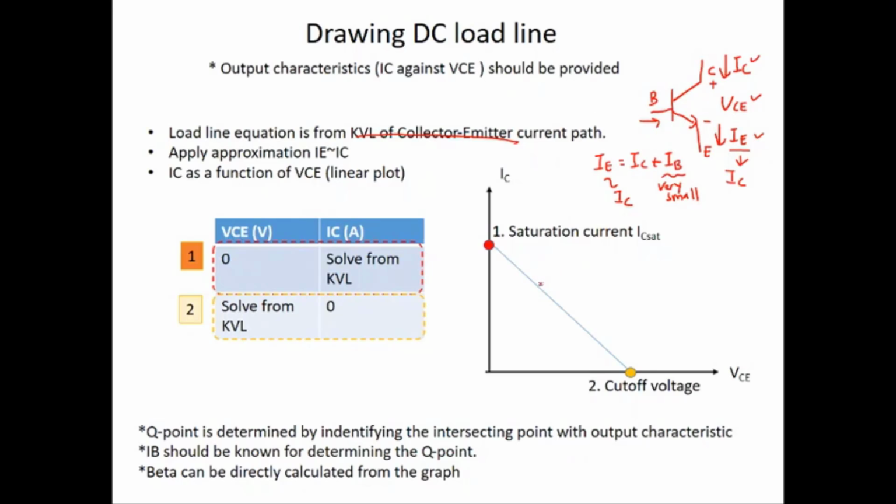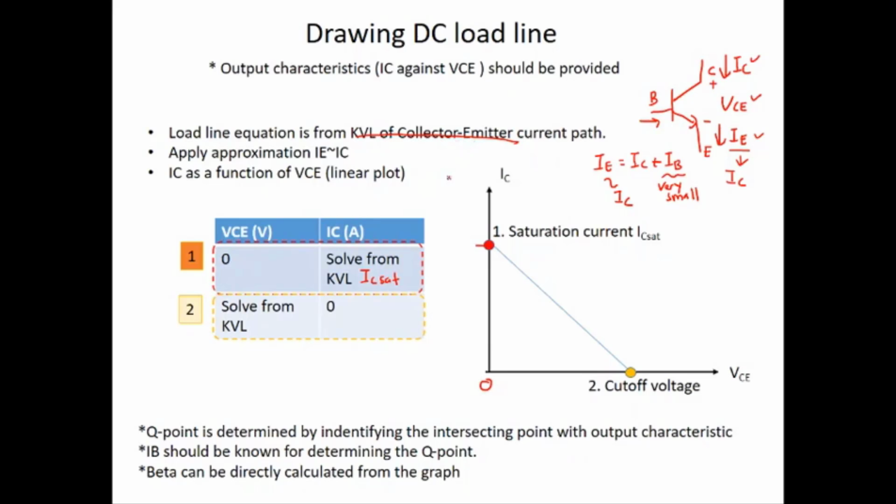Once you have this KVL, you can plot the load line. The load line is a linear equation, so to draw it, only 2 points are needed. We have two conditions. The first condition is the point where VCE is 0. When VCE is 0, we have the maximum collector current, which we call the saturation current, IC sat.